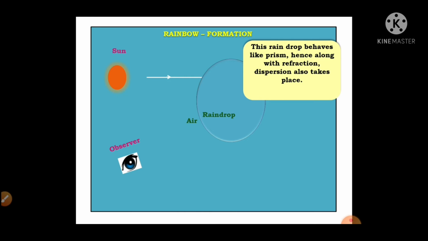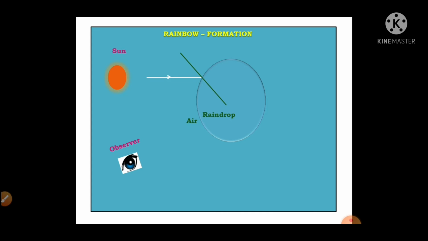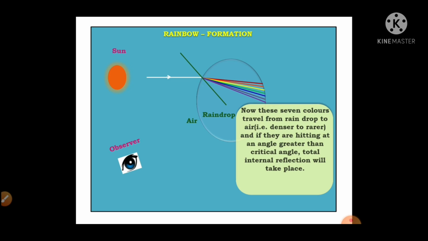Refraction will happen because it is a transparent medium, but at the same time, dispersion also takes place. Now let us see. This line is called the normal, which has been drawn, right? And then you can see in the raindrop itself, 7 colors, rainbow colors. Now these 7 colors travel from the raindrop to air. Now they will come back out again, right?